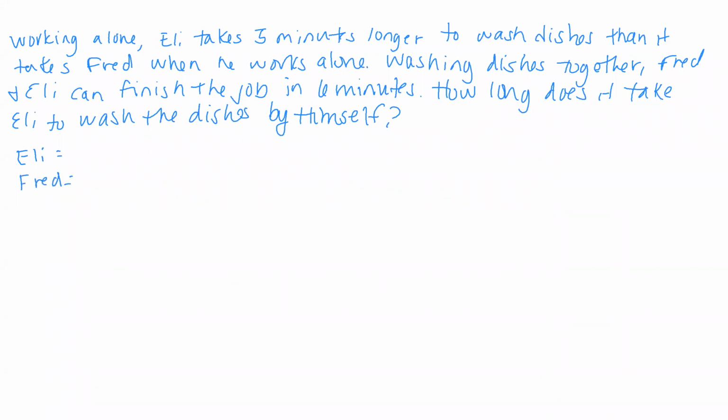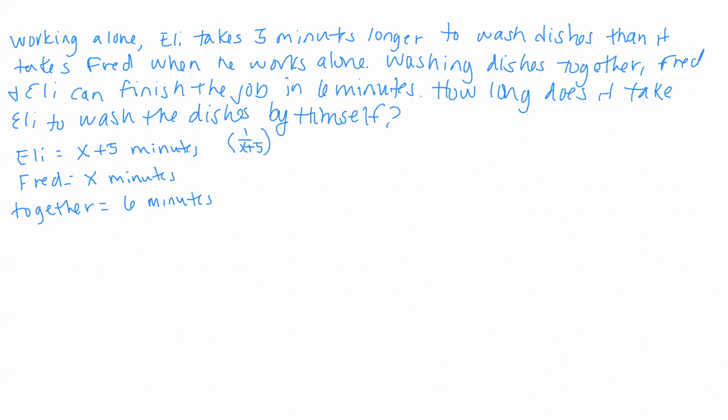Now, we know that Eli takes 5 minutes longer to wash the dishes than it takes Fred. So let's say Fred takes x minutes. That means it's going to take Eli x plus 5 minutes. And then working together, we get 6 minutes. So parts completed per minute, 1 over x plus 5.